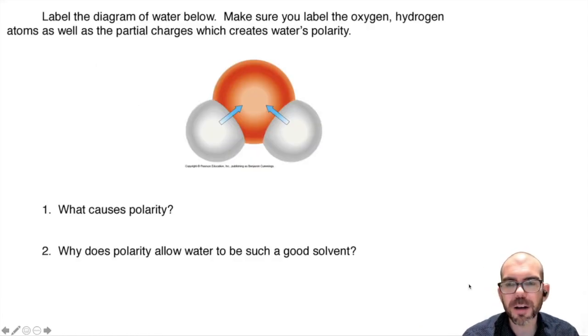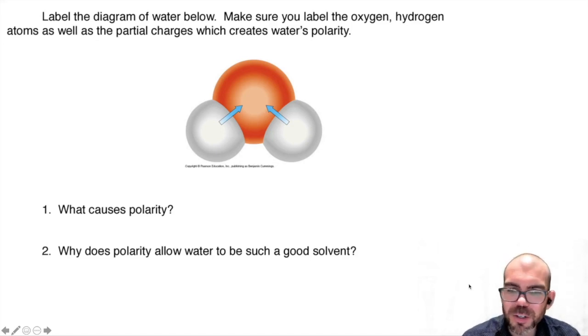To finish this lecture off, I'm just going to give you some examples of questions you could be asked. For example, I could give you a water molecule and ask you, could you label the diagram and make sure you label the oxygen, hydrogen atoms, as well as the partial charges, which creates water's polarity. You do want to remember that the hydrogen region is positive and the oxygen region is negative. I could then follow that up with asking you what causes water's polarity and how does polarity allow water to be such a good solvent.